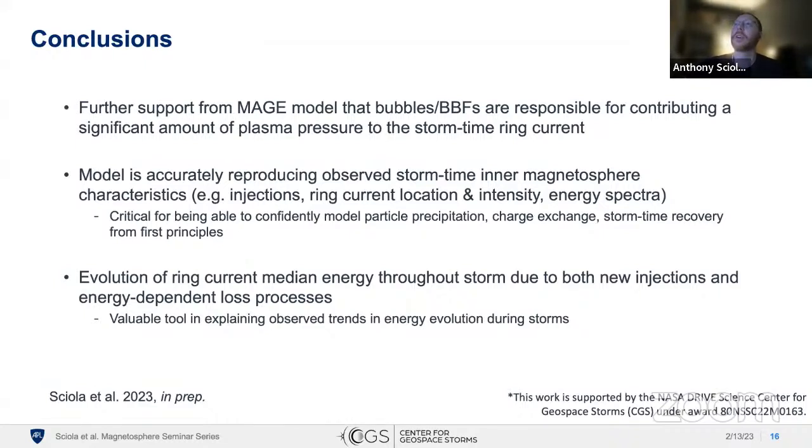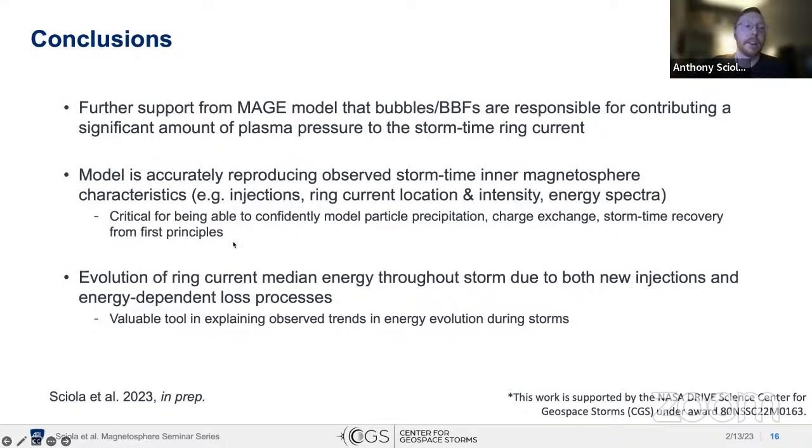And so in conclusion, we've shown that there's further support from the MAGE model, from the modeling side, that bubbles/PBFs are responsible for contributing a significant amount of plasma pressure to the storm time ring current. Of course, it'd be really great if we can get to this question better with observations in the future, maybe with an imager, which might give us the actual capability to see these flowing into the tail instead of only having multi-point measurements, where it's much harder to know if you're actually viewing the same bubble at different distances. An imager would really help solve that problem.